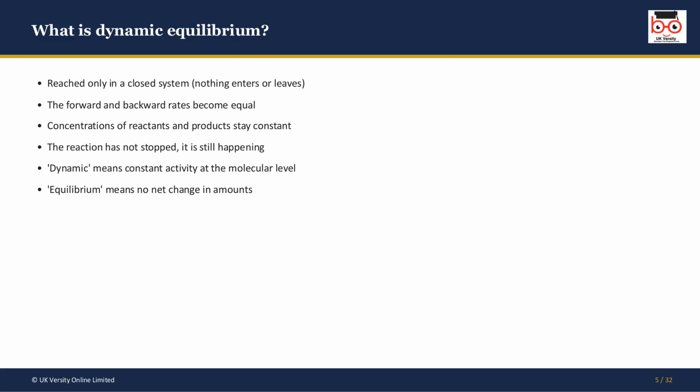So what exactly is dynamic equilibrium? It's only reached in a closed system, where nothing can enter or leave. At that point, the forward and backward rates become equal, so the concentrations of reactants and products stay constant. But the reaction hasn't stopped. It's still busily going both ways. That's the meaning of the two words: dynamic, because there's constant activity at the molecular level, and equilibrium, because there's no net change in the amounts.